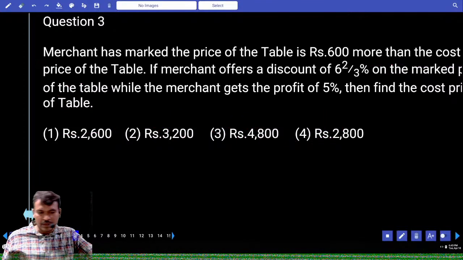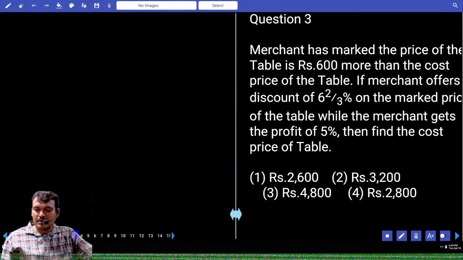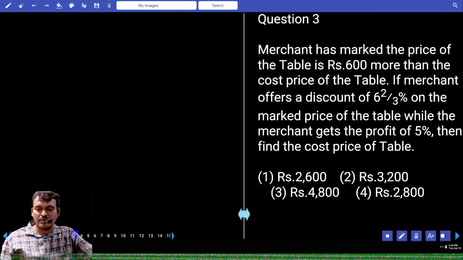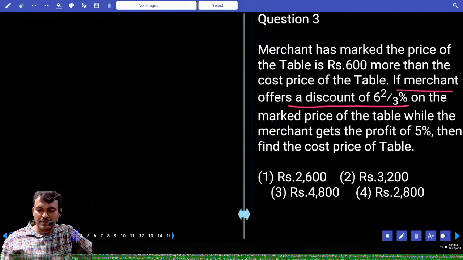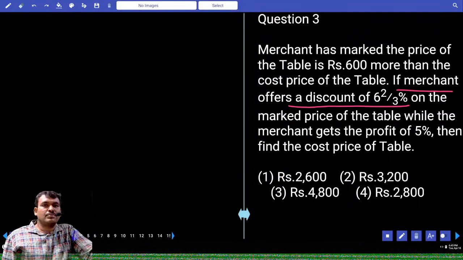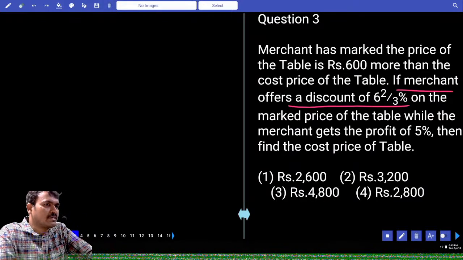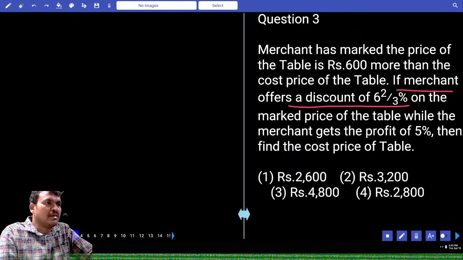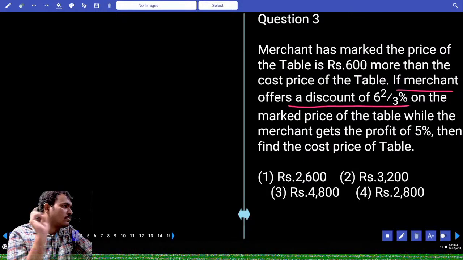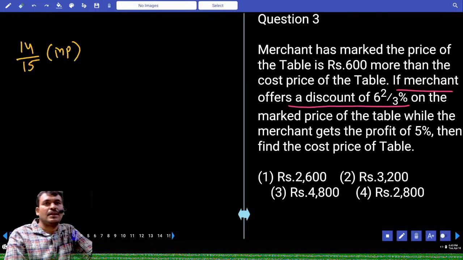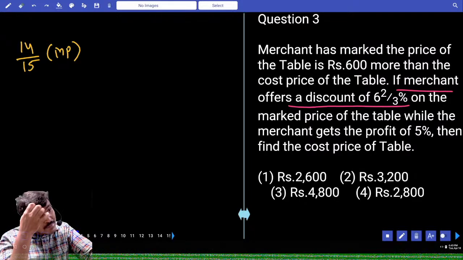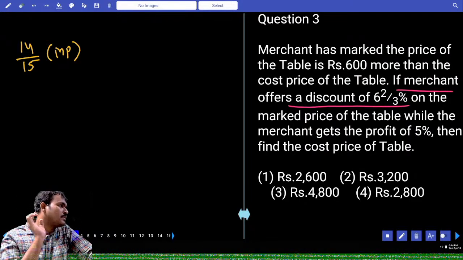Next, question number 3. A merchant has marked the price of a table 600 more than the cost price of the table. If the merchant offers a discount of 6 2/3% on the marked price of the table. 6 2/3% means what fraction? 1/15. Out of 15 parts, how many parts are discounted? 1 part. What is the remaining? 14/15 of the marked price, or not? That is selling price or cost price? Selling price. After discount means selling price, or not?